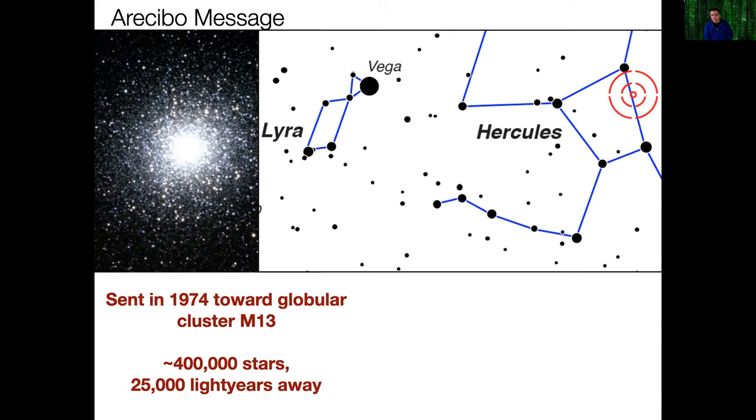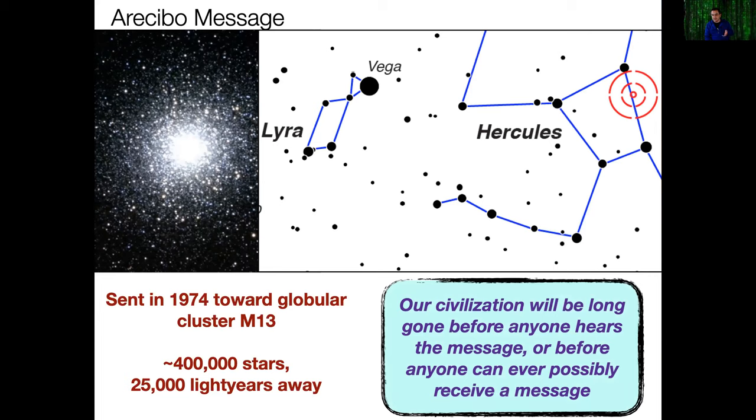M13 is a group of about 400,000 stars. It's orbiting around the Milky Way. The Milky Way has about 200 of these globular clusters, and it's about 25,000 light years away. So we sent this message towards M13. There's a ton of stars it's going to get through when it gets there, but it's not going to get there for 25,000 years. So by the time this message that we sent gets to M13, our civilization is going to be long, long gone. And by the time anyone in M13 who might be able to receive and interpret it sends a message back, our civilization will be even longer gone by the time the signal gets back to Earth, if indeed they can tell that it came from Earth.